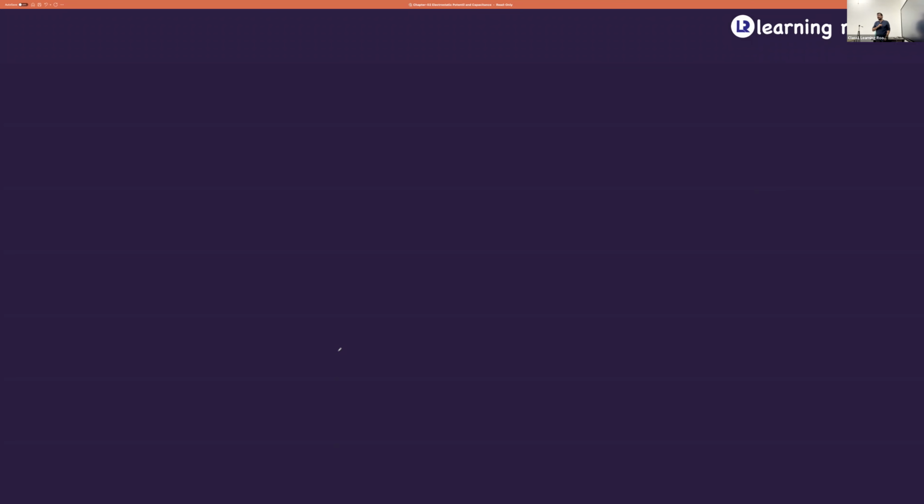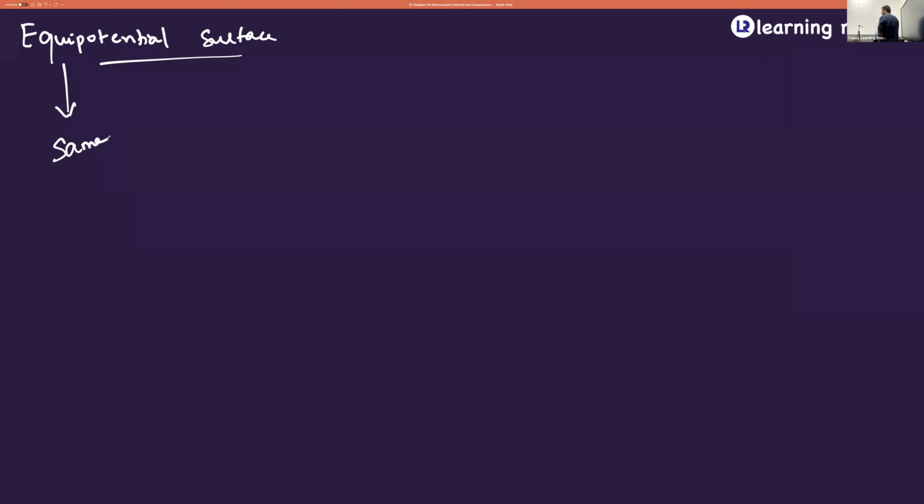Now I'm going to concentrate on the next important topic, which is called as equipotential surface. Right. So make a note of this point, which is called as equipotential surface. So as the name suggests, equi means same. Potential is obviously, you know what is potential? Electrostatic potential. So surface means a two-dimensional surface, a two-dimensional shape.